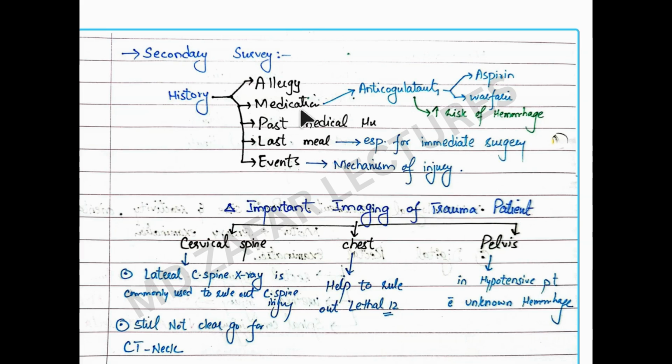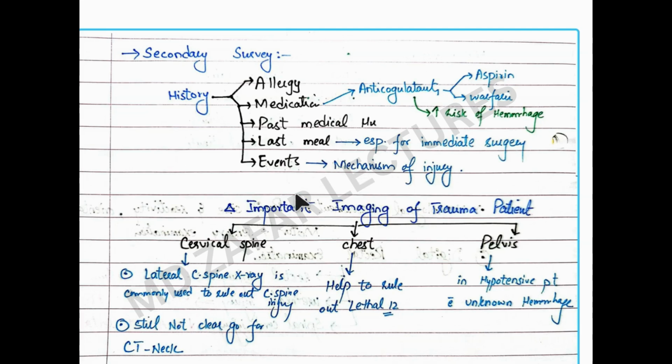Then, whether the patient is taking any specific medication, as anticoagulants like aspirin or warfarin can increase the risk of hemorrhage. So, if there is an old age patient who came with a fall and they require a surgery, then the risk of hemorrhage must be explained to them. So, this can be checked once we take the history. And then we have to ask for any past medical history. And lastly, now this is important, if the patient requires an immediate surgery, as in case of any firearm injury or a polytrauma patient, then we have to ask about the event. So what was the mechanism of injury?